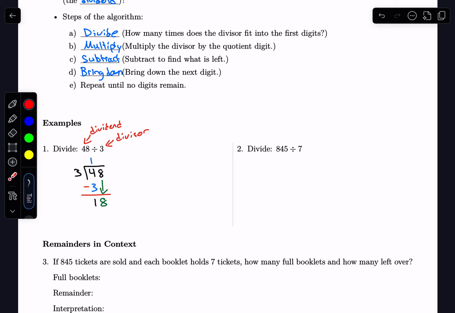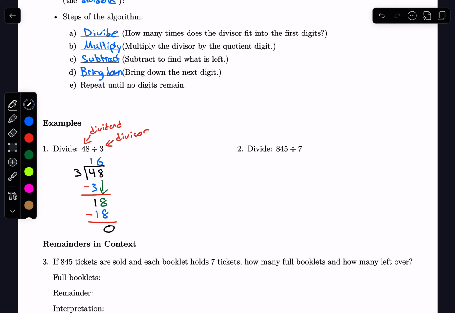So now we're asking ourselves, how many times does 3 divide 1? Well, it doesn't. So we move on. Instead, we ask, how many times does 3 divide this whole thing, 18? 3 divides 18 6 times. So I'm going to write a 6 up top. And then I'm going to multiply. I'm going to do 6 times 3 and write that result down below and subtract. So down below, I'm going to write 6 times 3 is 18. I'll subtract, and that leaves me with 0. And then there's nothing to drop down.